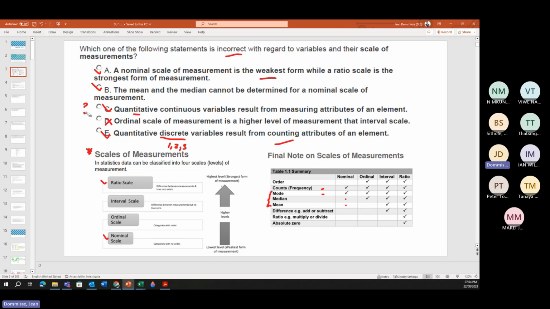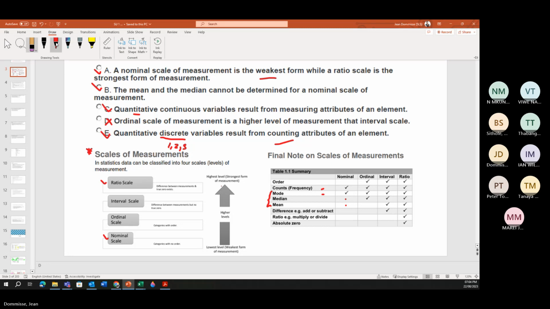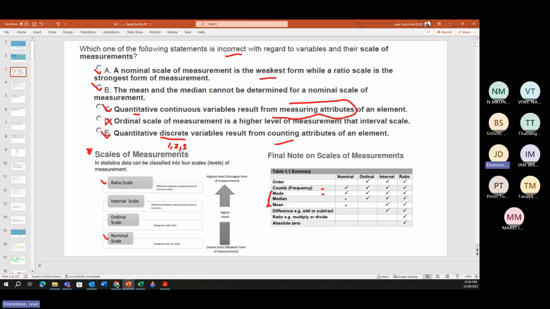And then, just on this one, option C, continuous variables is just so you're measuring something like distance, you're measuring something like time. So it is measuring attributes of an element. So basically it's around the measuring of.